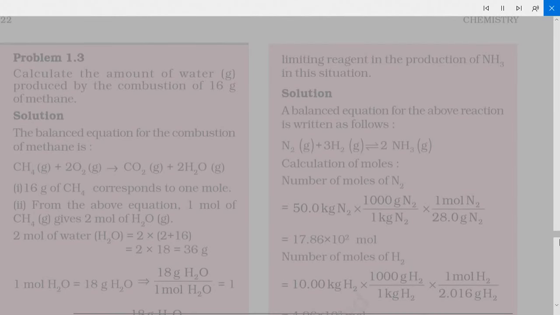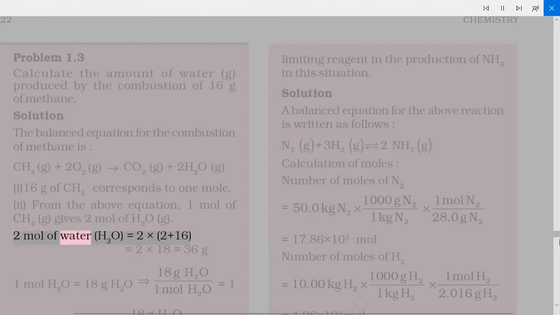Problem 1.3. Calculate the amount of water produced by the combustion of 16 g of methane. Solution. The balanced equation for the combustion of methane is CH4(g) + 2O2(g) → CO2(g) + 2H2O(g). 1. 16 g of CH4 corresponds to 1 mole. 2. From the above equation, 1 mol of CH4(g) gives 2 mol of H2O(g).